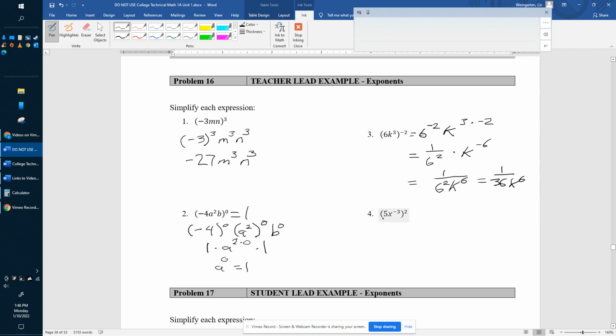Last one, we have 5x to the negative 3 squared. So we're going to take 5 squared times x to the negative 3 times 2, which equals 25 times x to the negative 6, which is 25 over x to the 6th. So go ahead and work on problem 17.